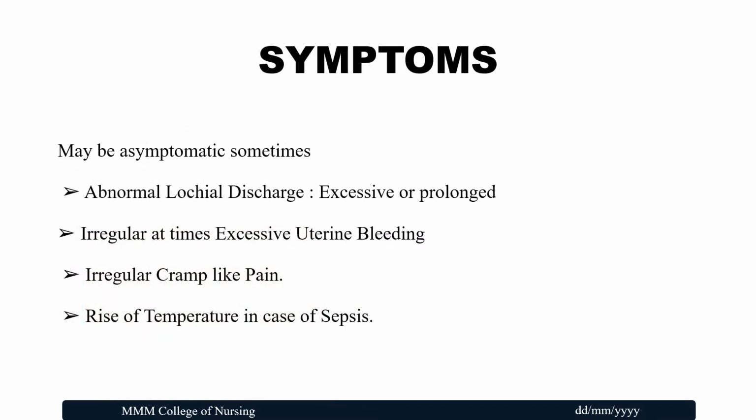What are the symptoms of this? Sometimes it is asymptomatic and sometimes the symptoms are abnormal lochial discharge. It is excessive or prolonged, irregular at times, excessive uterine bleeding, irregular cramp-like pain. Because of the retained products, the mother feels cramp-like pain. Rise of temperature in case of sepsis. If the mother is having any infection, the temperature will rise. These are some of the symptoms.